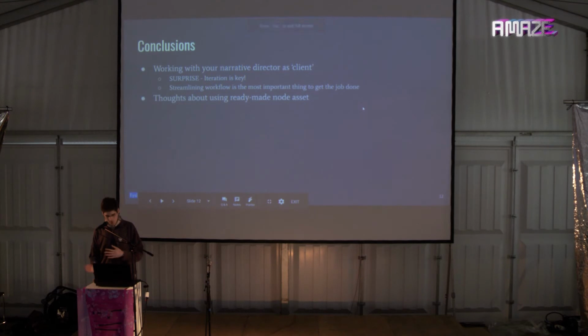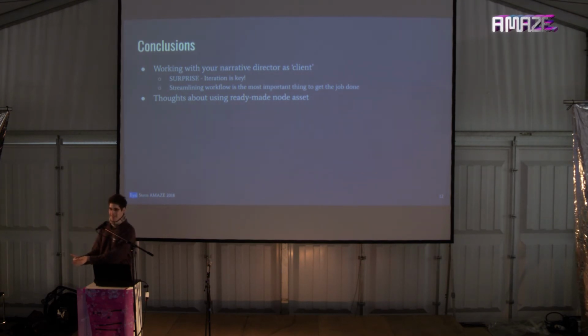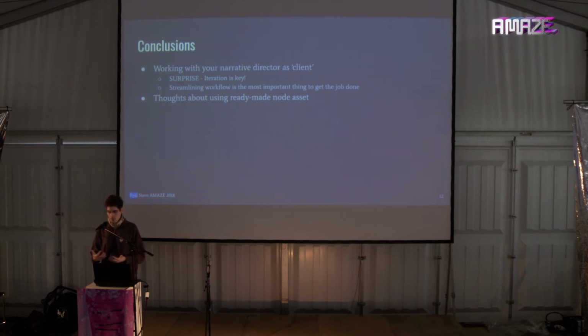So working with your narrative direction as a client, iteration is really key, because I lack his experience of making narrative direction. I had no idea how to think about it initially, and just working with him was really, really useful. And he told me what he wanted, and the amount of times that the system changed is a lot, like a lot. Streamlining his workflow is the most important thing to get the job done, especially when you don't have a lot of time or budget, which are the same thing in our case.